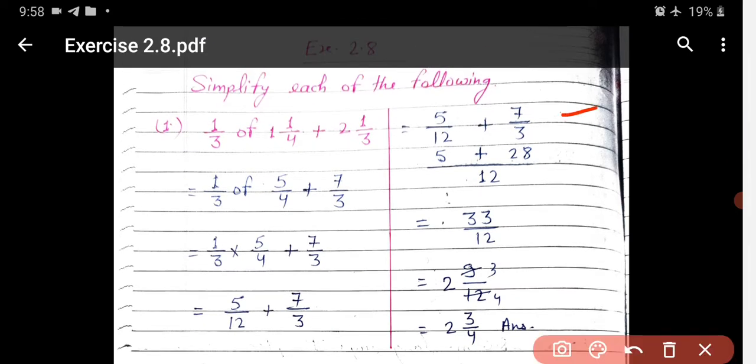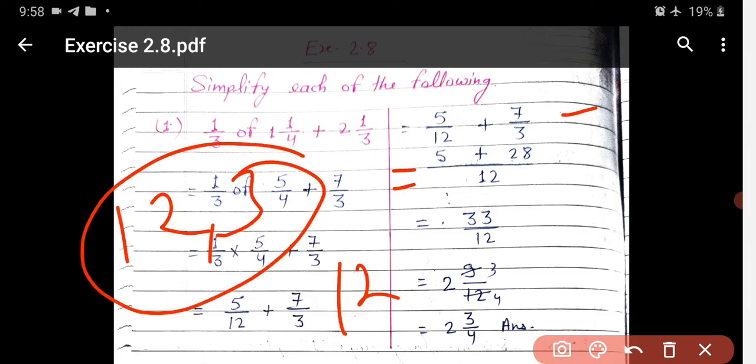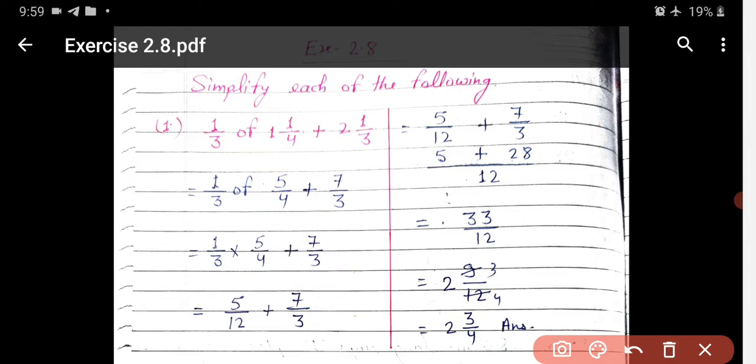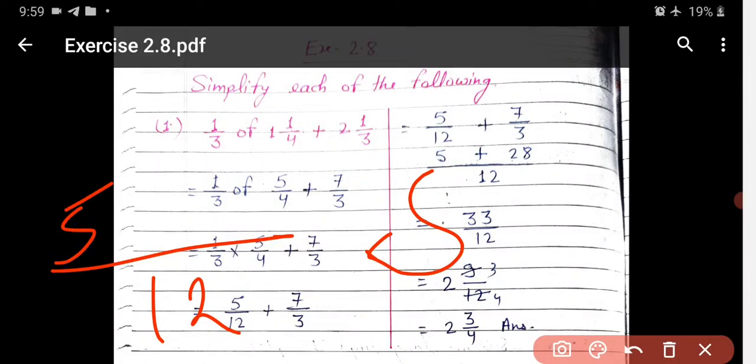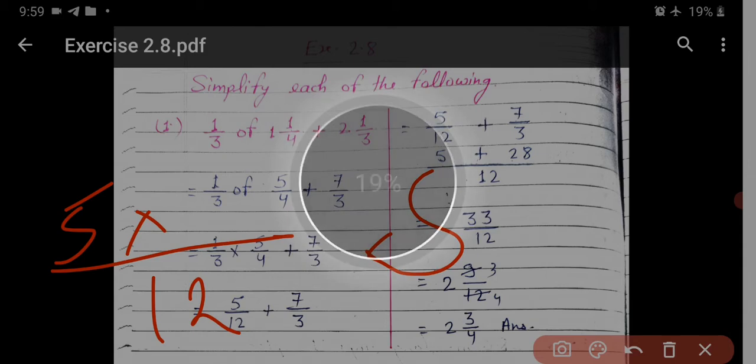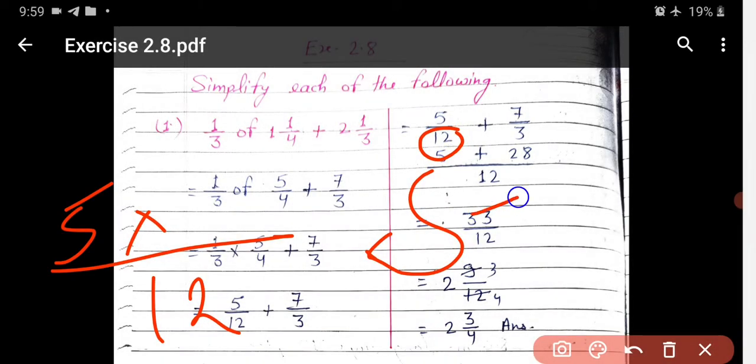Now just find the LCM. What is the LCM of 12 and 3? LCM of 12 and 3 is always 12. So you have to write the LCM first. I am going to explain this line. Okay, first write the LCM here. Now 5 as it is. Now in the table of this 12, how many times will the LCM come? Only one time. Multiply by 1, plus write 7. Now in the table of 3, 12 comes 4 times.